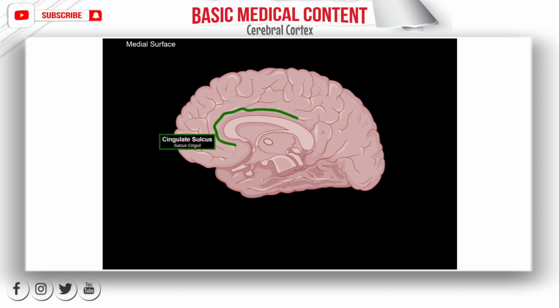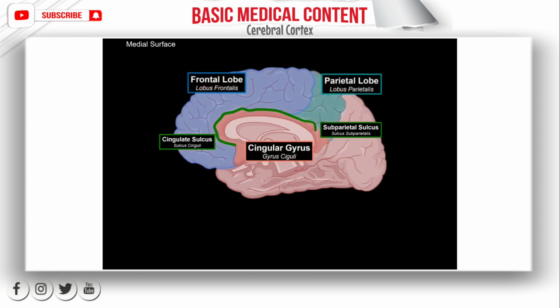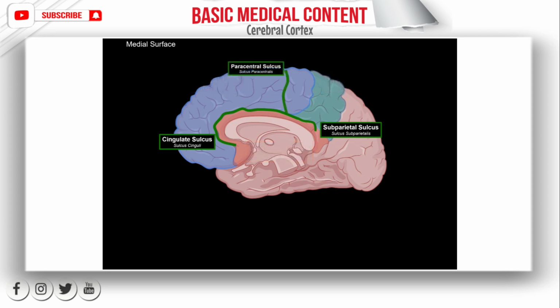So first off, we have a deep fissure here we call the cingulate sulcus. This sulcus continues backwards and eventually becomes the subparietal sulcus. And what the sulcus does is that it separates the frontal lobe and the parietal lobe from the cingulate gyrus. The cingulate gyrus is a part of the limbic system, which is a system responsible for processing emotions and behavior regulation. Then we have the paracentral sulcus and the marginal sulcus, and in between them, there's an area we call the paracentral gyrus, which is a part of the precentral and the postcentral gyrus.